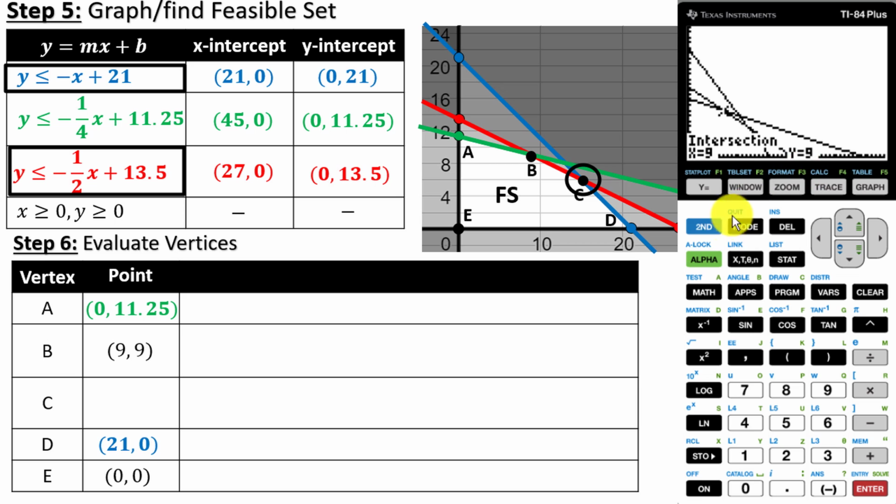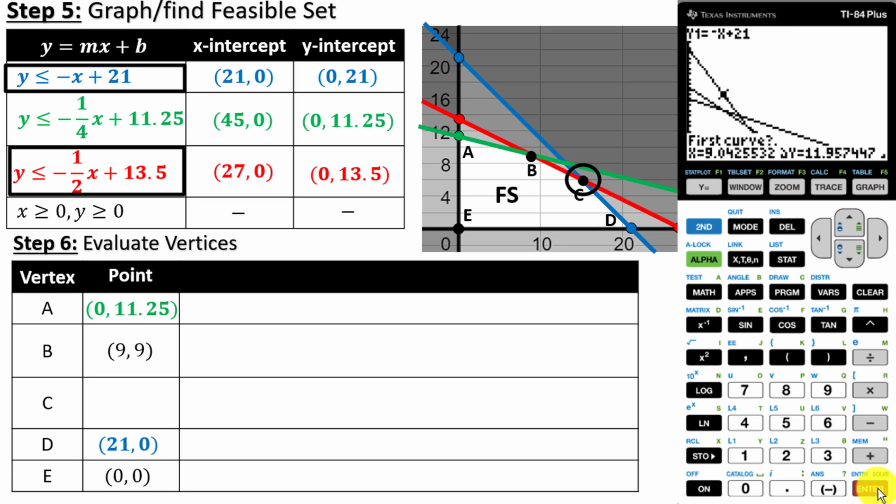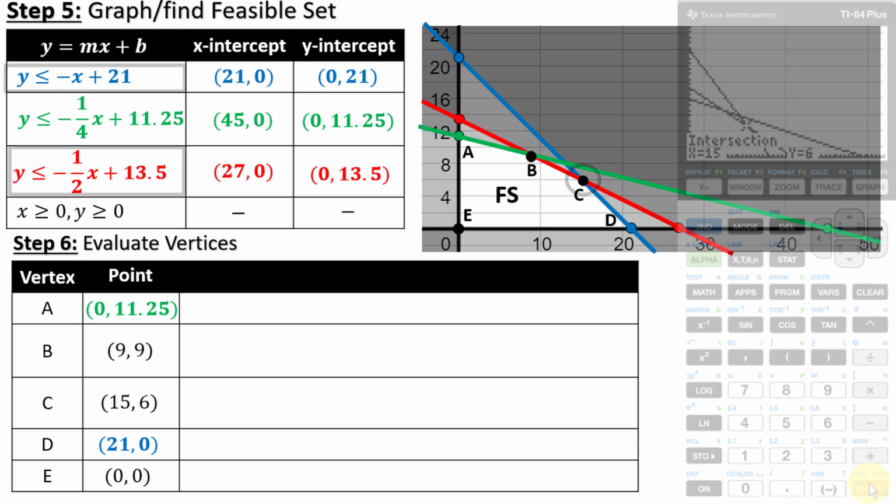Press Second, Calculate, option 5 for Intersect. We need the curves with slope -1 and -1/2. It looks like the calculator is on the right curve, with a slope of -1, so press Enter. We don't want the curve with a slope of -1/4, so press down once, and you will see that we are on the curve with a slope of -1/2. Press Enter twice, and we will see the intersection is x equals 15 and y equals 6. So point C is x equals 15, y equals 6.